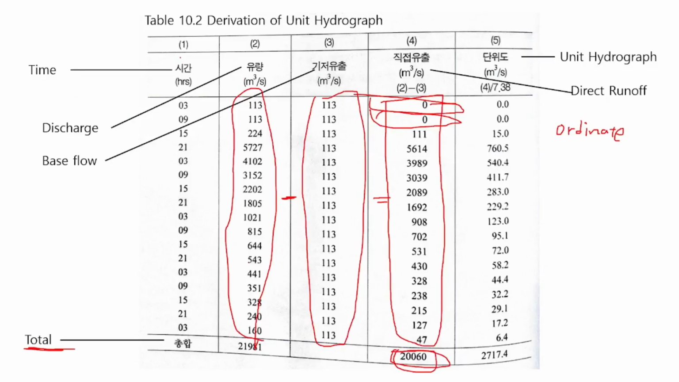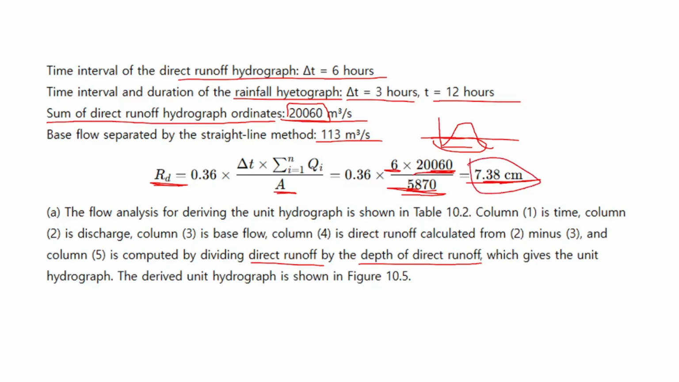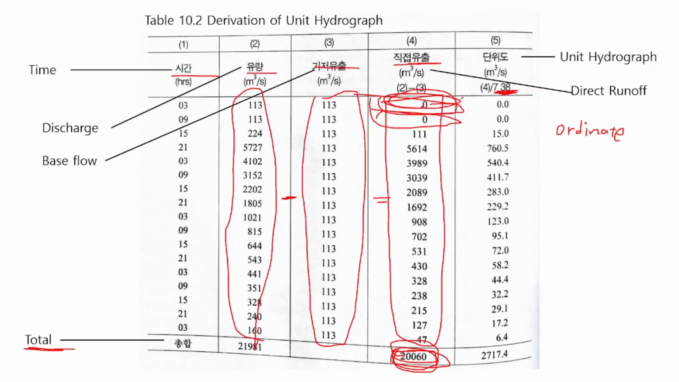So we had the time, we had the original discharge, subtract the base flow, and then we got direct runoff. This is direct runoff, base flow, discharge, and time. And then we divide the direct runoff by 7.38, dividing every number by the depth. So 0 divided by 7.38, 111 divided by 7.38. That's how we got these numbers, and this entire set of values is the unit hydrograph.